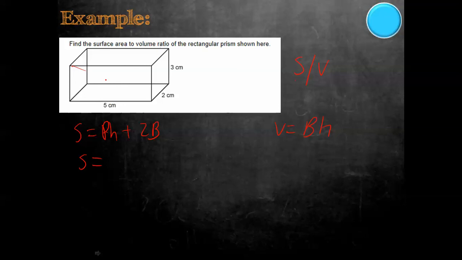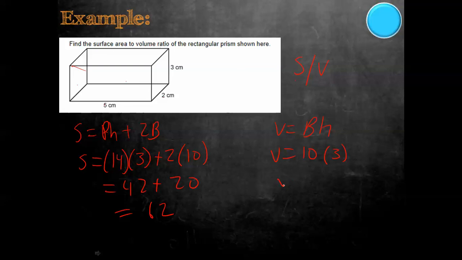So surface area, we have the perimeter of the base. Our base is a rectangle, 5 plus 2 is 7, plus 5 plus 2 is 14, times the height, which is 3, plus 2 times the area of the base, which is 10. So now we're going to take 14 times 3, which is 42, plus 2 times 10, which is 20. So that's going to give us 62. The volume, area of the base, 5 times 2 is 10, times height, which is 3. 10 times 3 is 30.